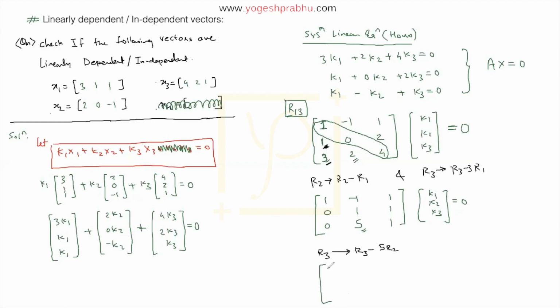Okay, so 1 minus 1, 1. The first row is unchanged: 0, 1, 1. It's not changed. K1, K2, K3 equal to all this. Only R3 is changing. So let's do R3 minus 5 times R2. If I do 5 times and subtract, 0 minus 0 is anyway 0. That's a good thing. Multiply R2 by 5, so this will become 5 and subtract, it will become 0. And multiply by 5, this will become 5 and subtract. So 1 minus 5 is going to be minus 4.